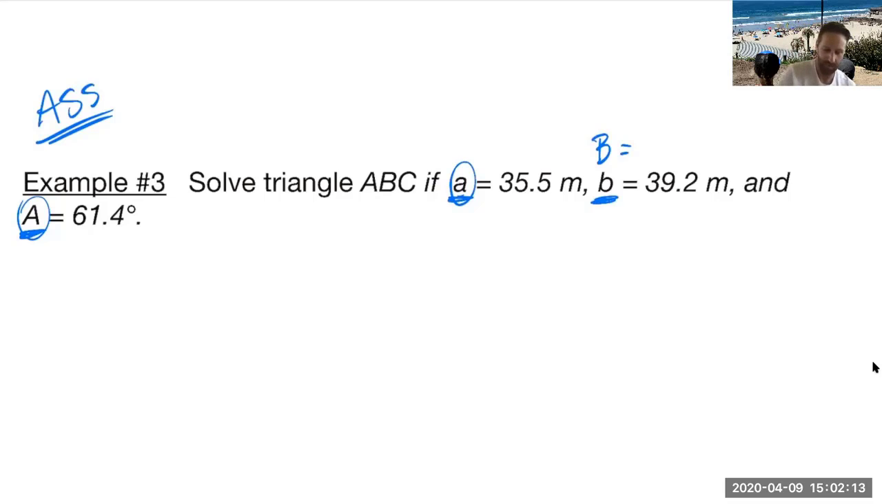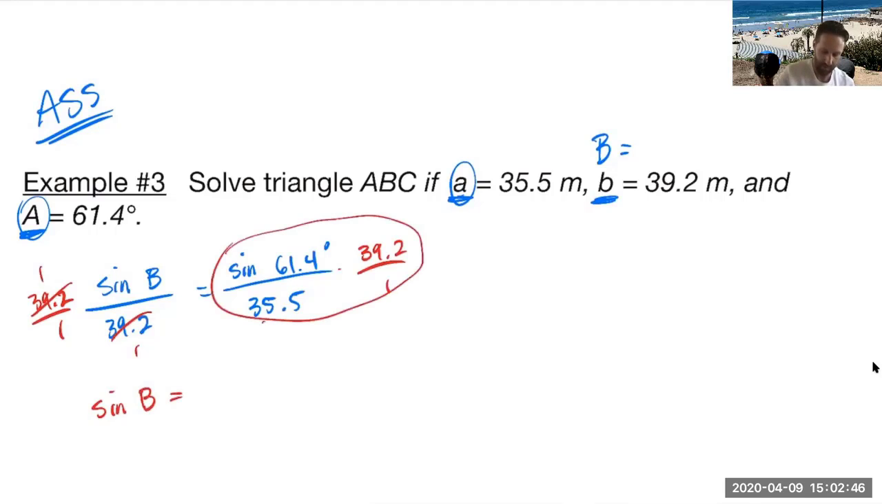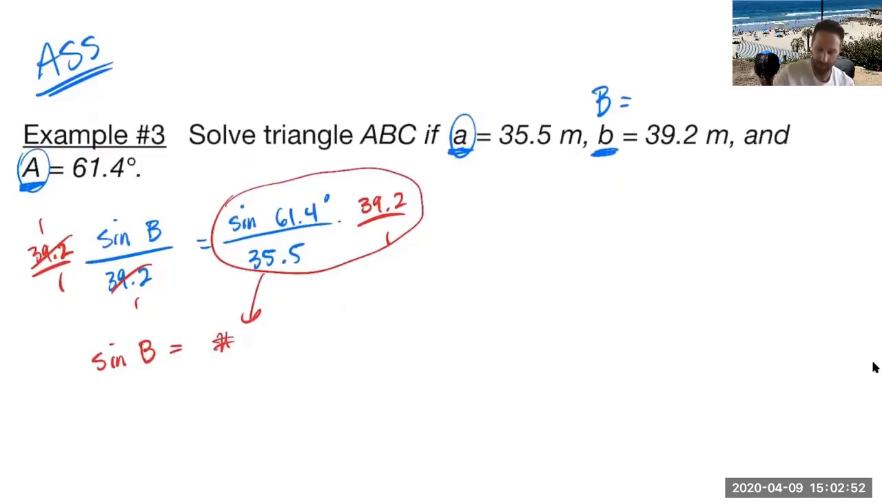So when I set this up, I'm going to use the sine of angle B over the length of B equals the sine of angle A over the length of A. And then I can go ahead and multiply over the 39.2 to both sides so that this cancels. And now I'm going to get the sine of B equals whatever number this comes out being. In order to find that, I will have to go ahead and reverse these. In order to do that, we have to do the arc or inverse sine. So I'll be doing the inverse sine of whatever number that is in order to equal angle B.